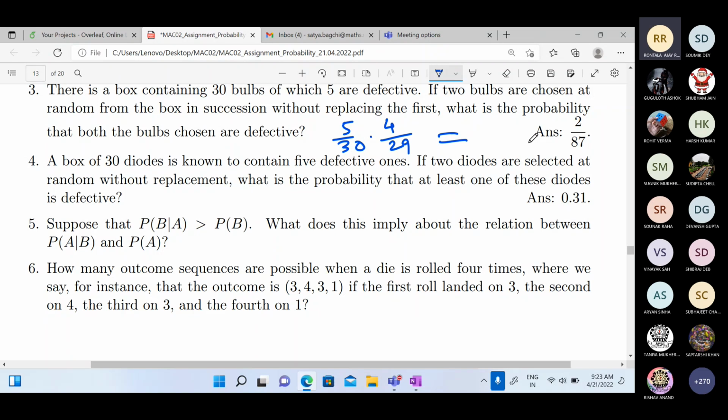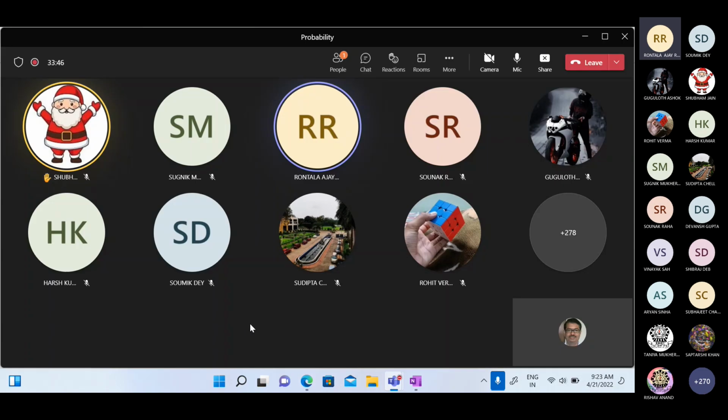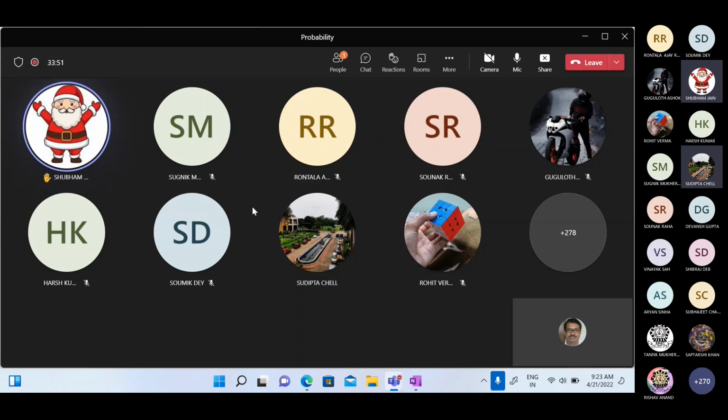Sir, one minus the 20, first case is 5, second case is both the diodes are defective. Sir, 270 by 870, sir, 27 by 87.